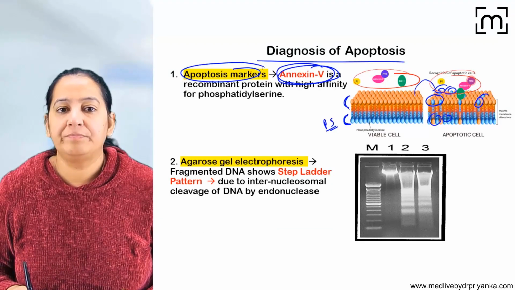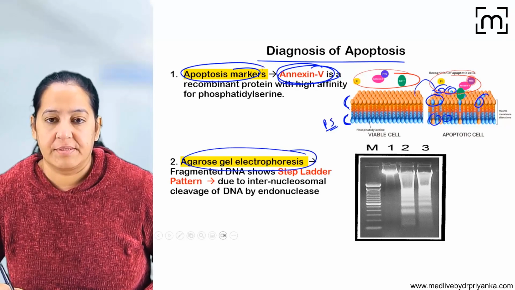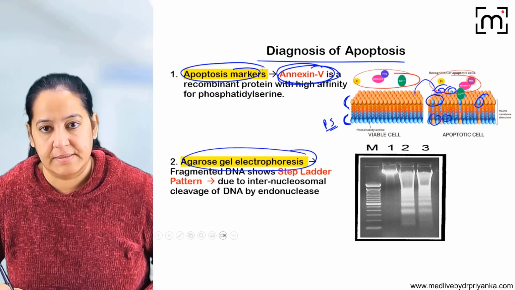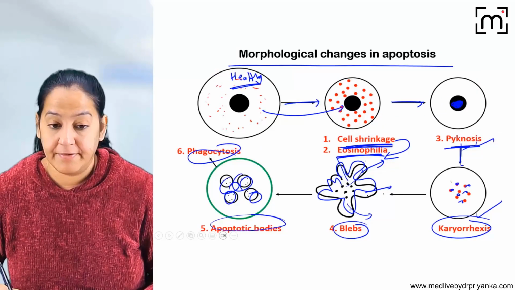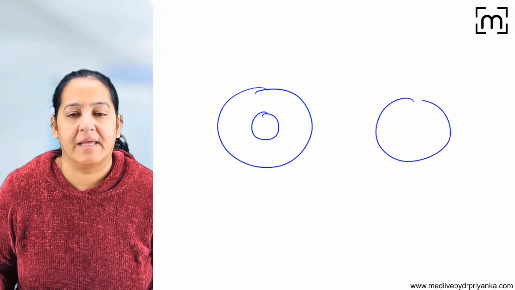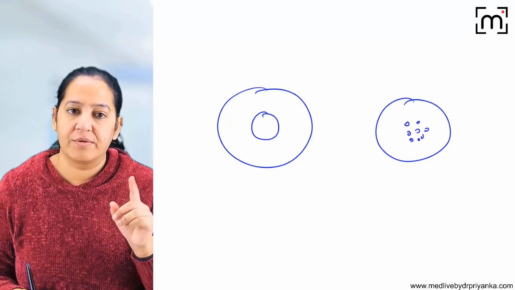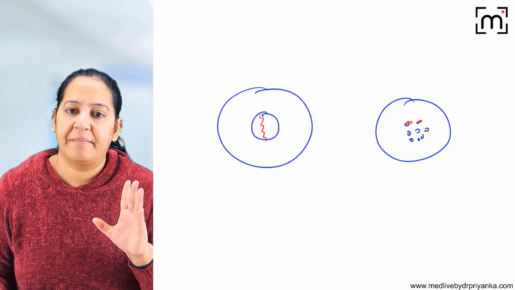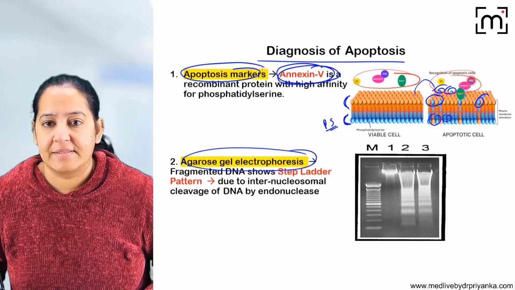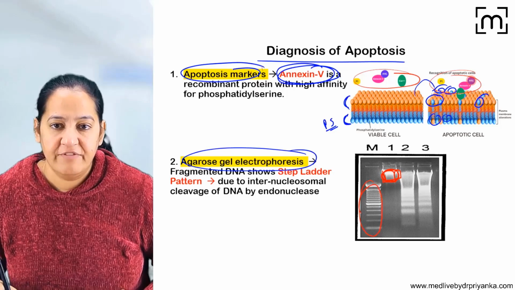Number 2, you can do agarose gel electrophoresis. Got it? Here, this is the nucleus of the normal cell, and here the apoptotic cell. In the apoptotic cell, the nucleus undergoes fragmentation. We know Karyorrhexis. Now, whenever we do agarose gel electrophoresis, here the DNA is in continuation, and here the DNA gets fragmented into multiple pieces. If it is in continuation, the complete DNA is long. This is a ladder which we use to compare the length.